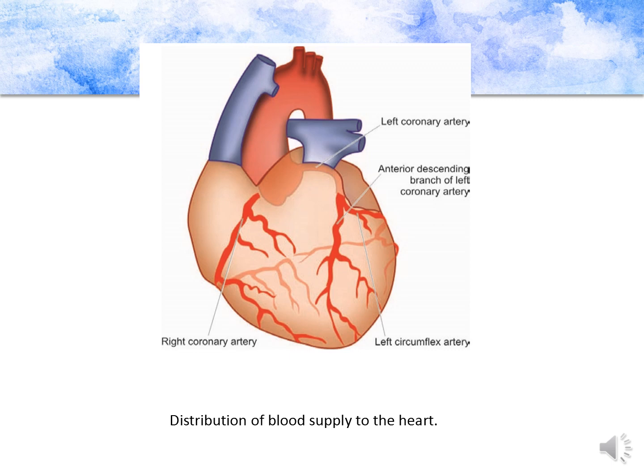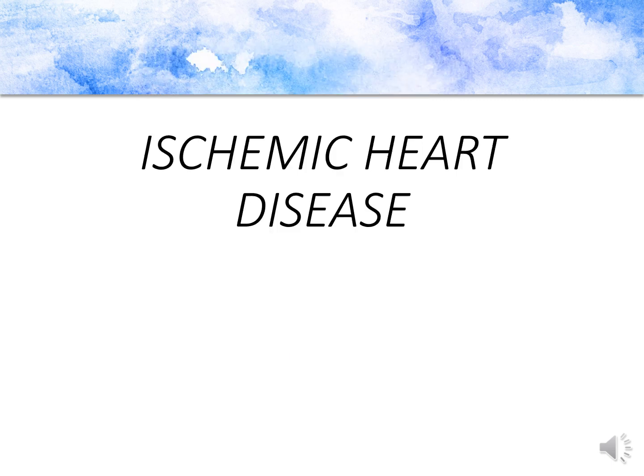Just to remind you, the distribution of blood supply to the heart: you see here the left coronary artery, the anterior descending branch of the left coronary artery, the left circumflex artery, and the right coronary artery. And various disturbances in the blood supply to the heart may be followed by various structural and clinical changes.